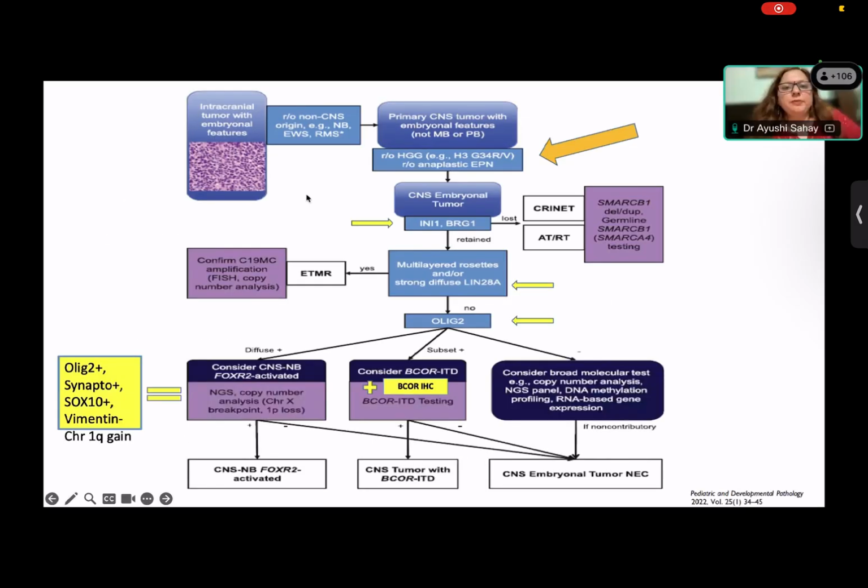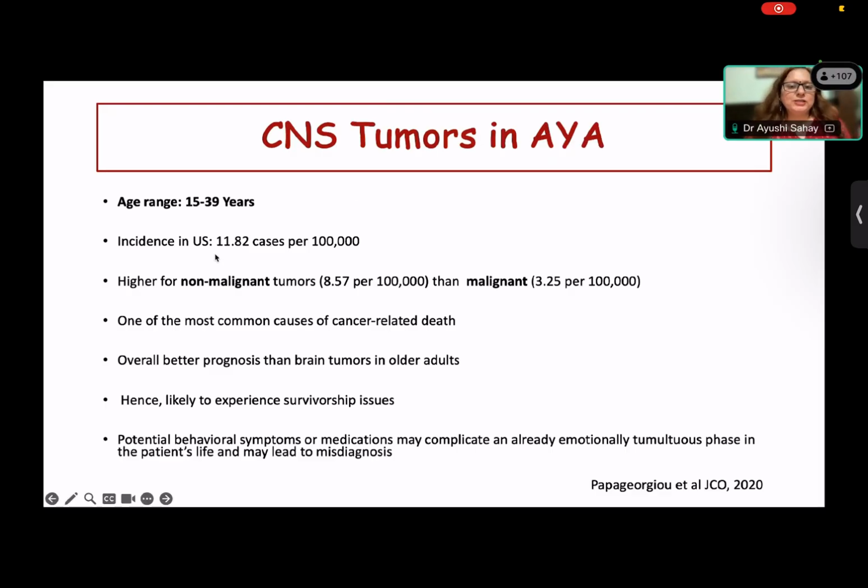So if you are thinking of an intracranial tumor with embryonal features, and this is included in this flowchart, if you remember, high-grade glioma, G34R or V mutant has to be ruled out before you move on to a CNS embryonal tumor. Also, this patient was 13, a little towards the lower spectrum, but would fit into the spectrum of the adolescent and young adult age group.